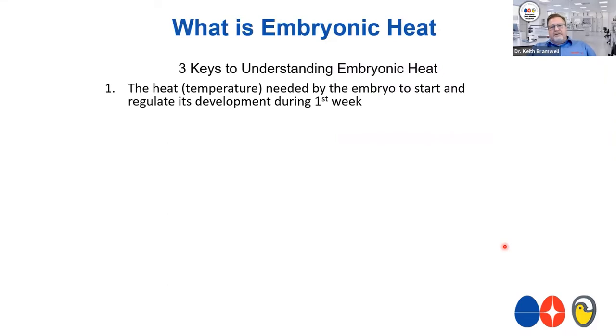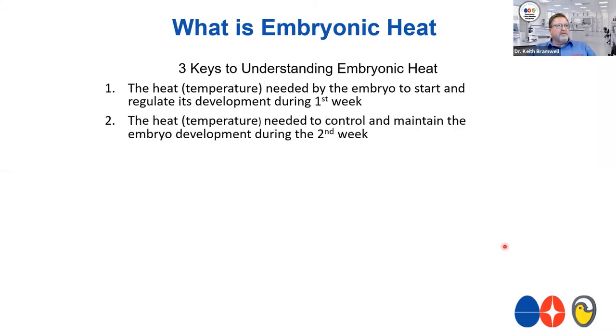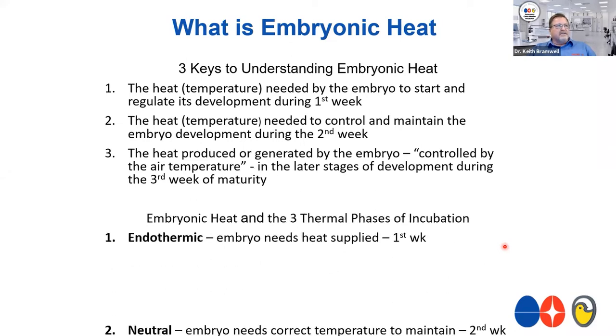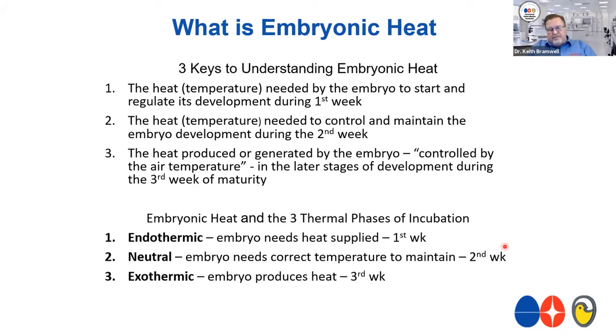So 3 keys to understanding the embryonic heat. The first week, the embryo needs heat. So we add heat that first week. That second week, and we're basically controlling, first and second week overlap, but we're controlling and maintaining that heat. That third week, that embryo is producing heat, and that stage of development where our responsibility is to remove it. So there's 3 phases of incubation. There's an endothermic phase, a neutral phase, and an exothermic phase.